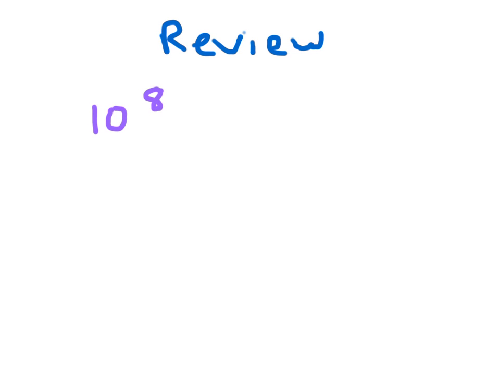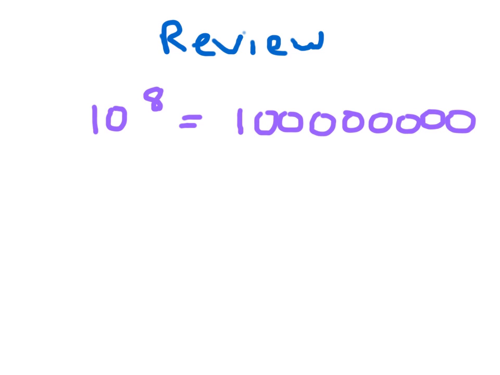What is 10 to the 8th? That's 1 followed by 8 zeros. 1, 2, 3, 4, 5, 6, 7, and 8. Where I place my commas. And then I should probably recount my zeros to make sure I had the correct amount of zeros. 1, 2, 3, 4, 5, 6, 7, and 8. So 10 to the 8th is 100 million in this case.